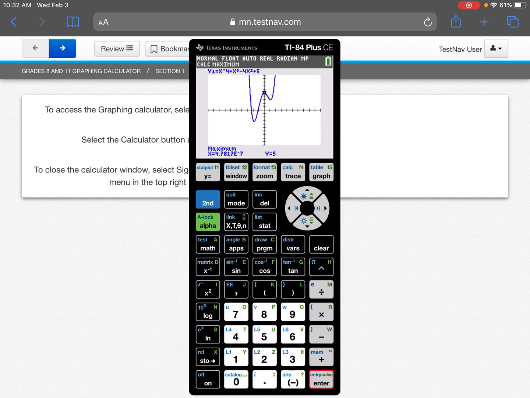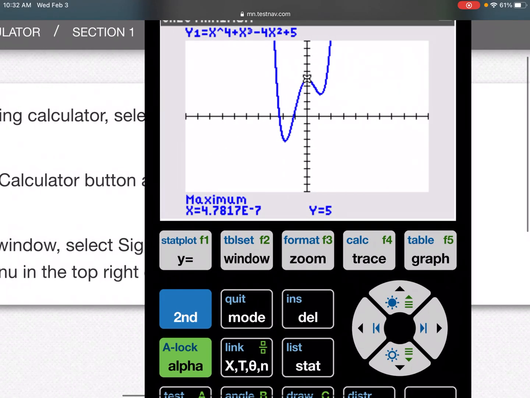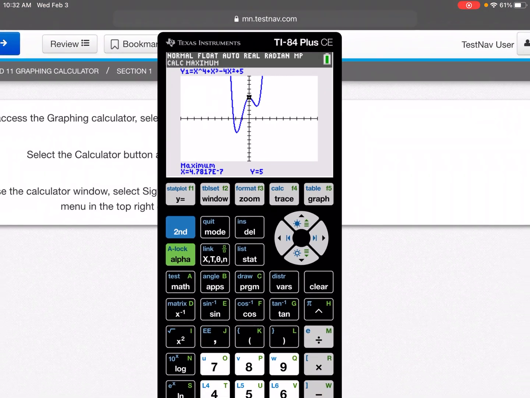It says maximum. Okay, now I want to focus on what this says here. It says 4.7817 e to the negative 7. This just means, this is scientific notation. It's when you see that e, negative 7 means move that decimal 7 places to the left. So this would be 0.000004781. So really, if I round that to the nearest hundredth, that's going to be 0 still.